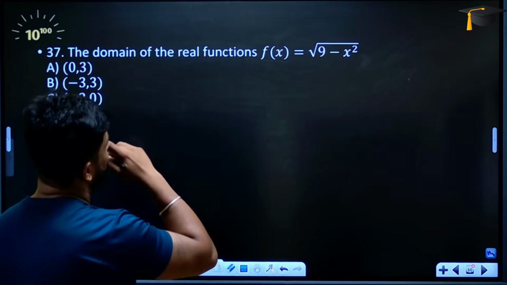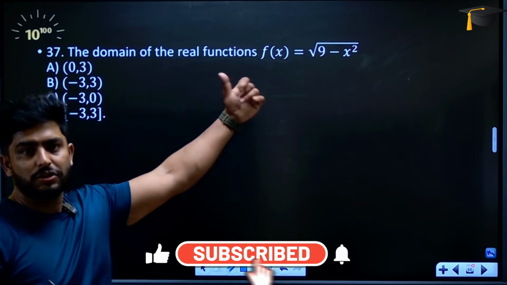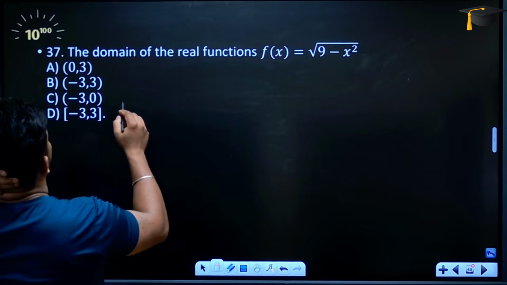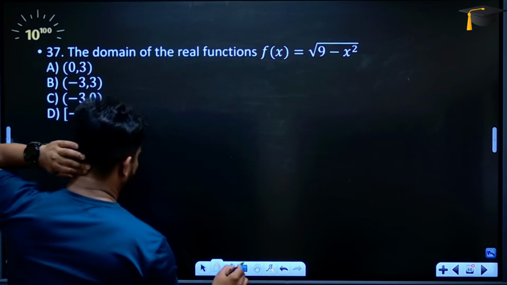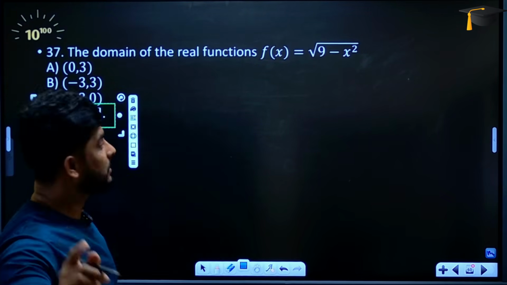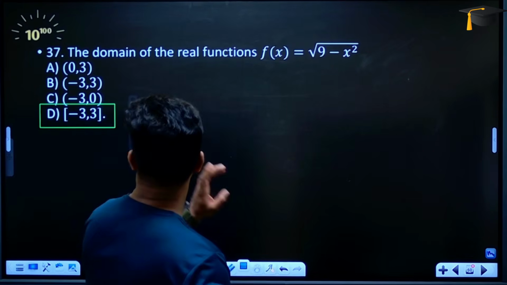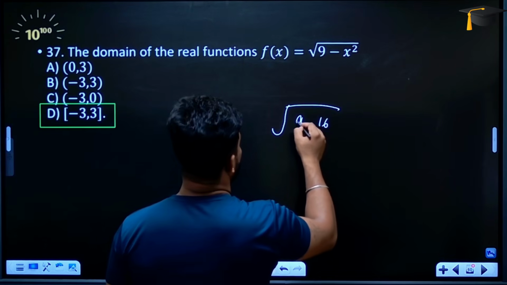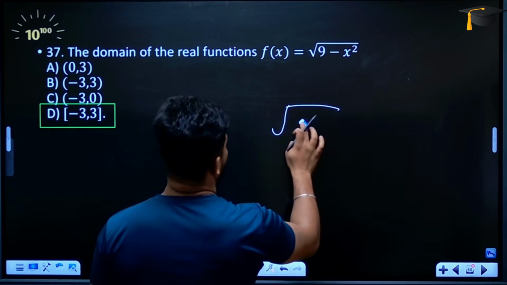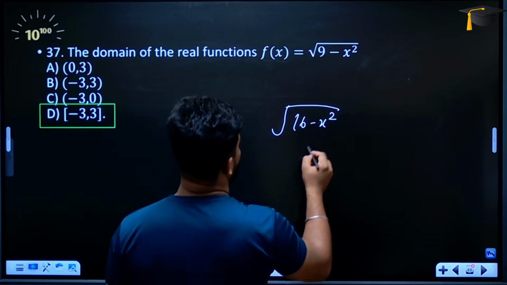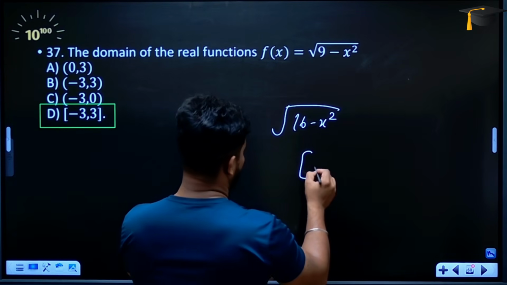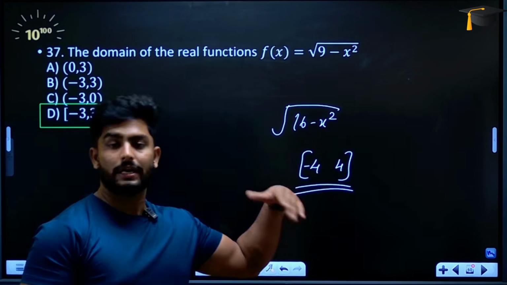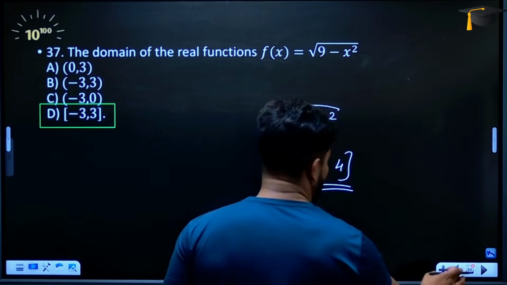Next, the domain of real functions means input. Under the root we should not have any negative values. So what happens with 9 minus x square? This is only option D. This can come even for 3 marks. Remember, the root of 16 minus x square: for that, the domain is minus 4 to plus 4. Any values in between minus 4 and plus 4, including them, we can substitute. So the answer is option D.